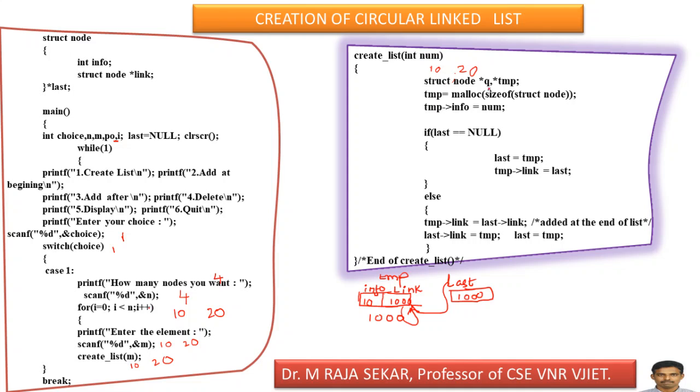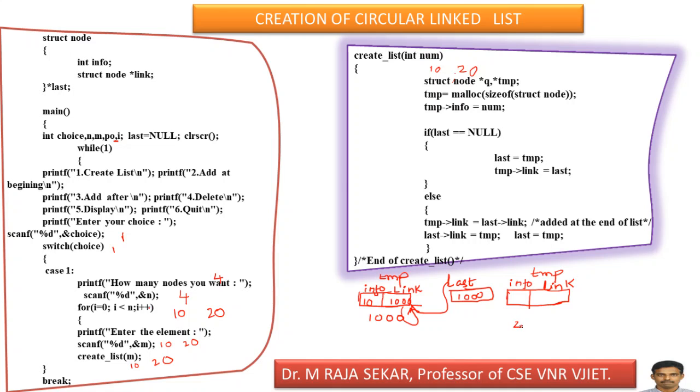Struct node *q, *tmp. tmp = malloc(sizeof(struct node)). What does it mean? A node will be created. It means a node will be created with the name tmp, with how many fields? First field is info field. Second field is link field.